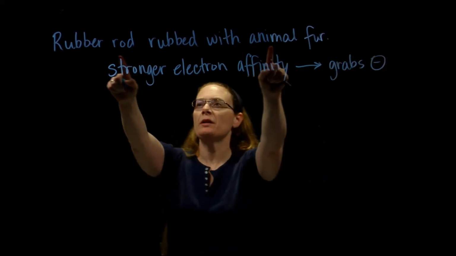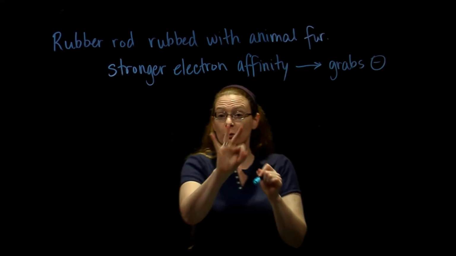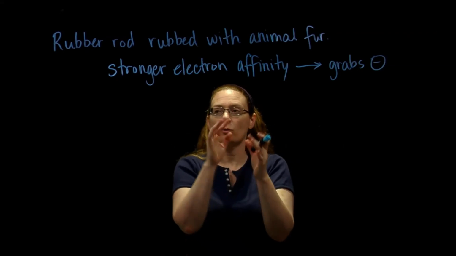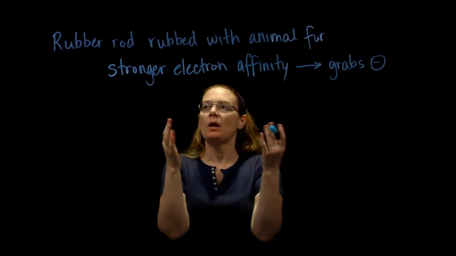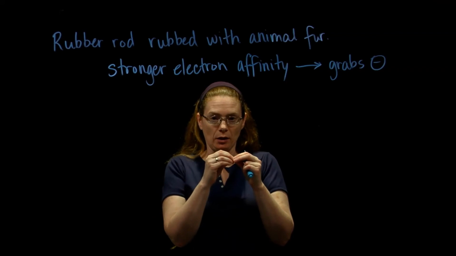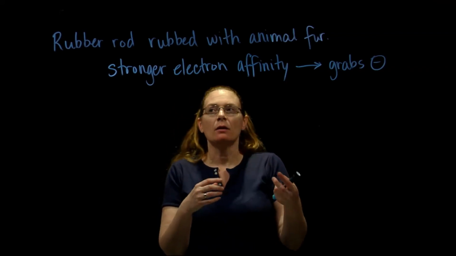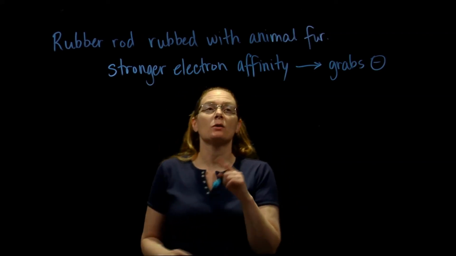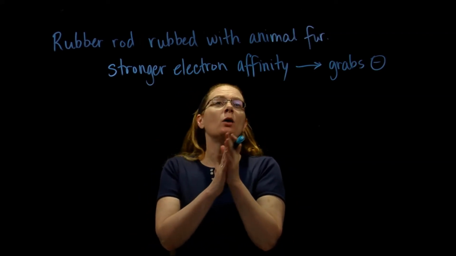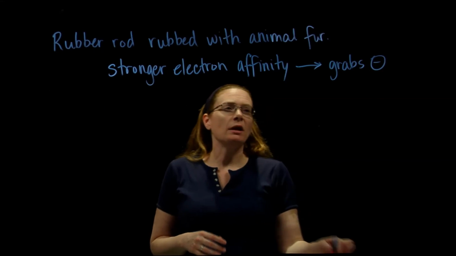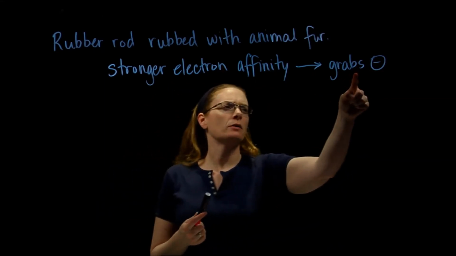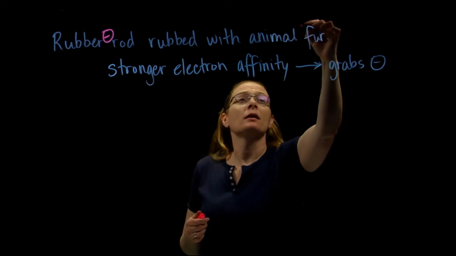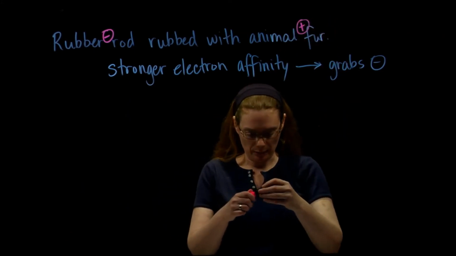So when we rub these two together, remember that we have three types of charging. You can charge by rubbing, in which case one becomes negative, one becomes positive. We can charge by touching, which transfers the same sign, or we can charge with induction, which gives the opposite sign. So in this case, we're starting by rubbing a rubber rod with animal fur. So the rubber rod is going to grab the electrons. It is going to get negative, and the fur is going to become positive.